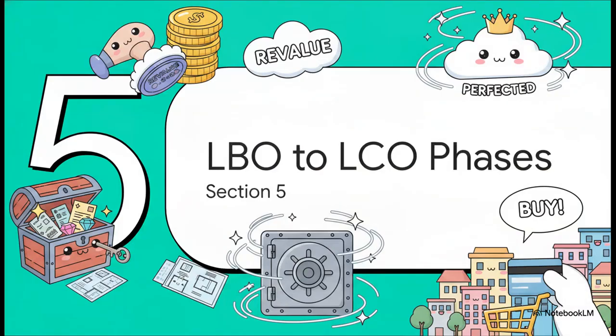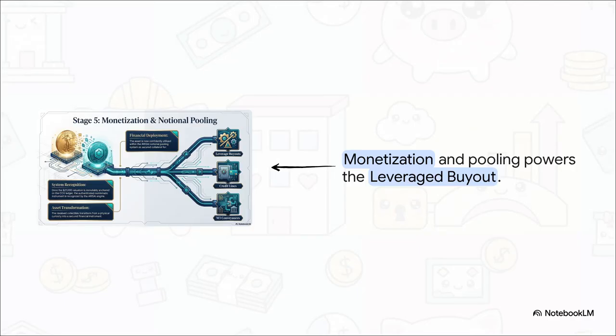Okay, let's get to the good stuff. Section 5, B&A Phases 3 and 4, LBO to LCO. This right here is the climax of the entire strategy. The assets are revalued, they're vaulted, and they are perfected. Now, it's time to actually buy the real estate through Phase 3, the leveraged buyout, or LBO.